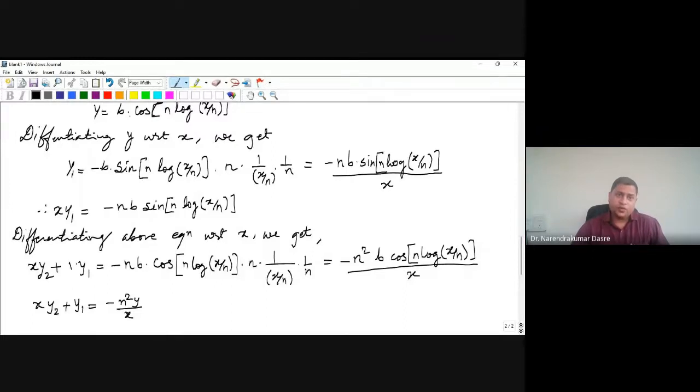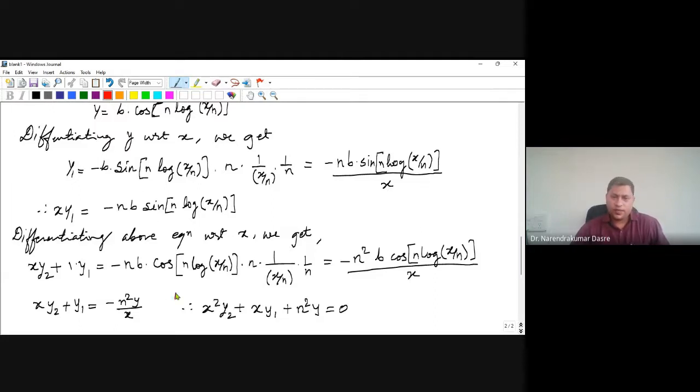Because you can see, what is the b cos n into log of x by n? That is going to be y. So this term, b cos of n log of x by n, we can replace this by y. And hence, I can write this as x square y2 plus x y1 plus n square y is equal to 0. So my x I'm taking on this side, so it is becoming x square y2 and x y1, and this is equal to minus n square y. So we can take it on the other side and make it plus n square y.